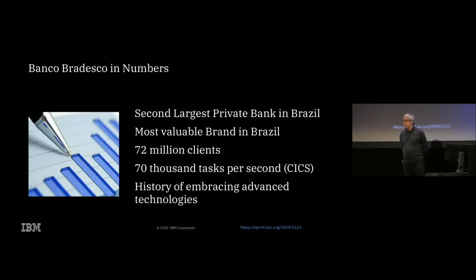The number of clients, individual current account holders, is 72 million. They do 70,000 tasks per second. This is not only the transaction, this is the task that involves the transaction, the commits on the database, and everything else that happens on the back end. And you're going to say, well, why are they looking at homomorphic something to protect the data? It is because they embrace advanced technology very early. So they want to be ready for when technology is available.